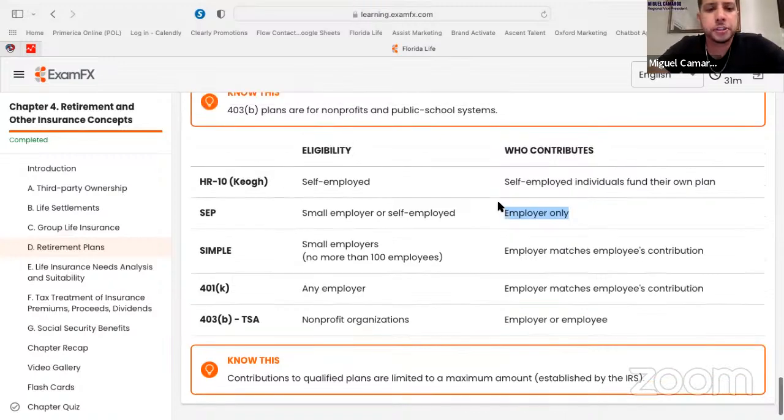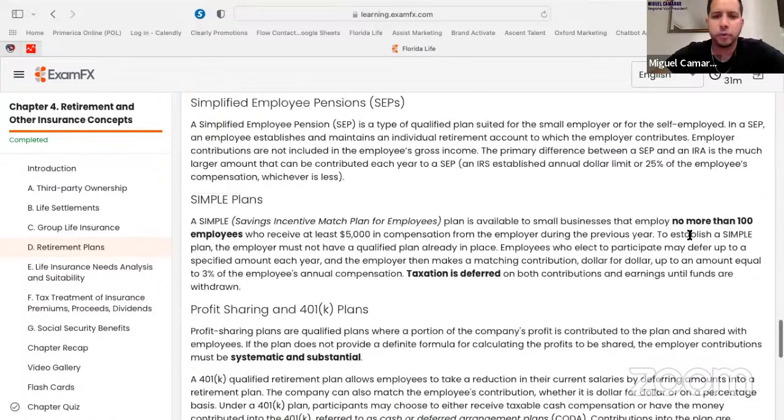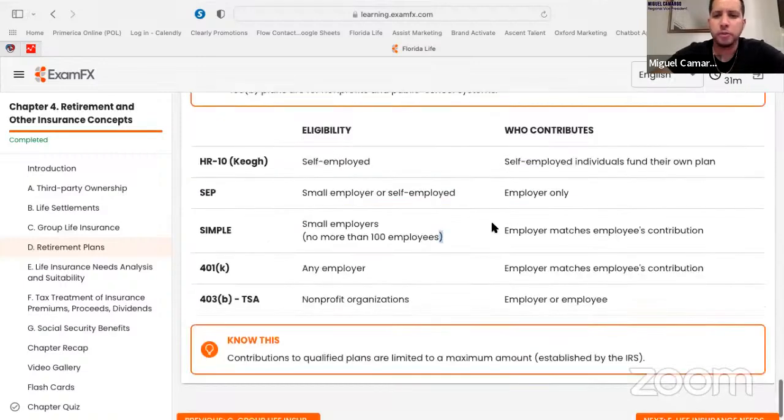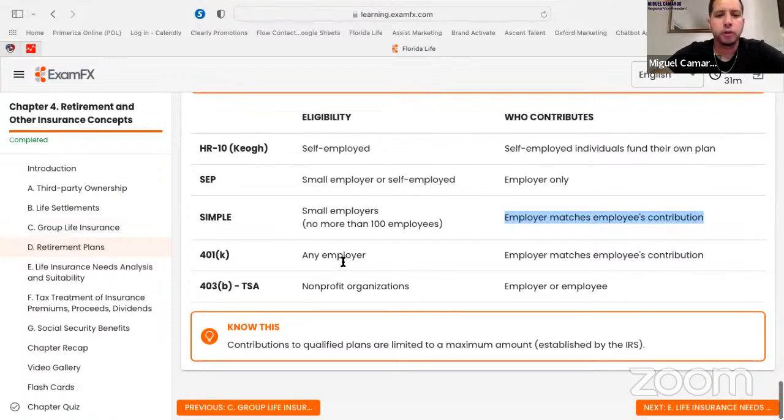Simple plan. What is a SIMPLE? Again, no more than 100 employees. You're going to start to see that. This account grows tax deferred. And established employment. That's all you need to know. That's that no more than 100 employees. That works just like a 401k plan. Employer matches employees' contributions. A 401k, who does that? Any employer. Employer matches employees' accounts. Next to that, I want you to write tax deferred. Again, that money grows tax deferred.